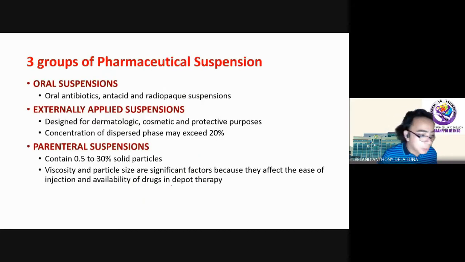Right? So, there are 3 types of suspensions, class. Basically, we have the oral, which is the most common one. Okay, ginagamit for antibiotics, antacids, Maalox is a suspension. Okay, magnesium hydroxide. Right? So, kailangan i-shake muna yun bago gamitin. Okay, and medyo opaque suspensions. Now, there are also externally applied suspensions designed for dermatologic, cosmetic, and protective purposes. Okay, like calamine. A good example of this is calamine.